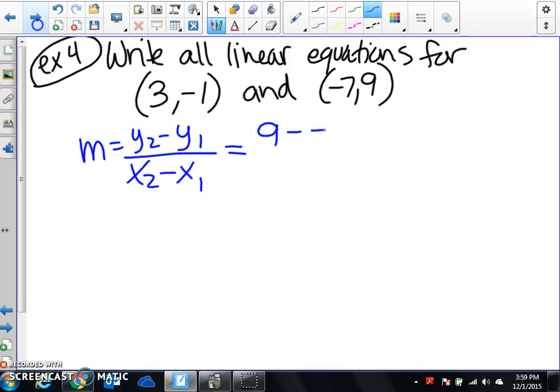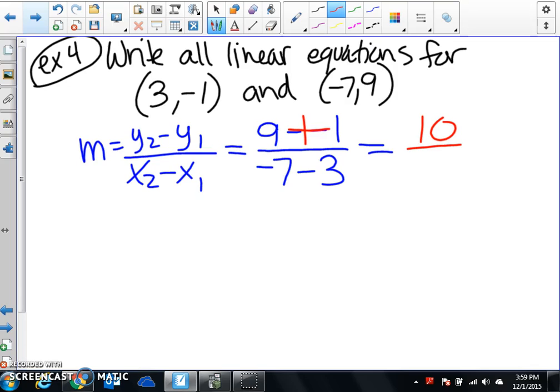9 minus a -1 over -7 minus 3. Okay, 2 negatives is a positive. 9 plus 1 is 10. -7 minus 3 is a -10. 10 divided by -10 is -1. All right, so I immediately write down that my m is equal to -1.